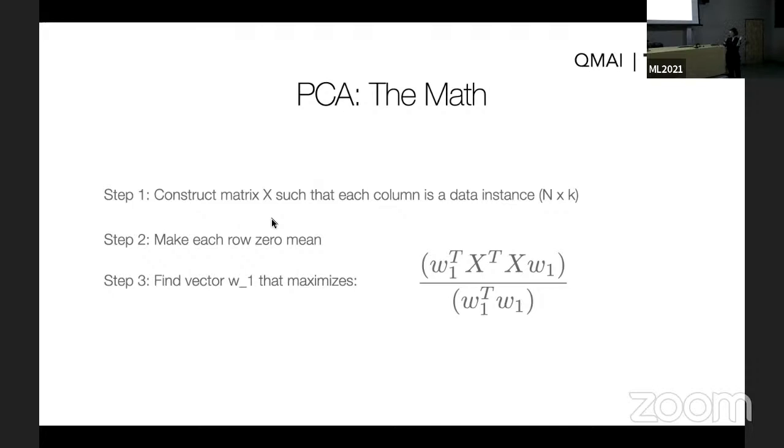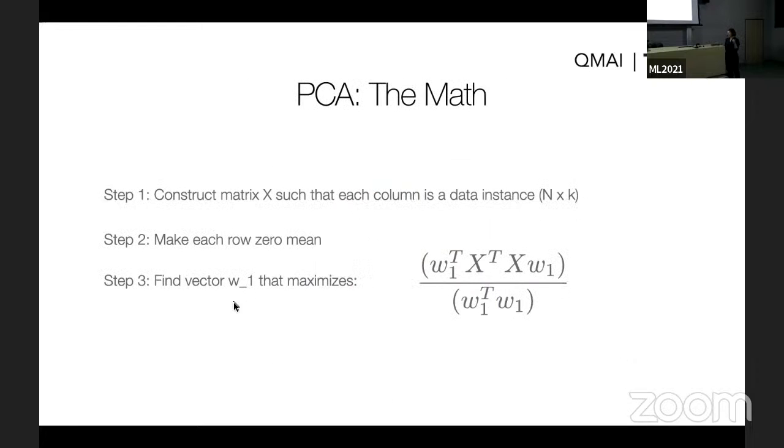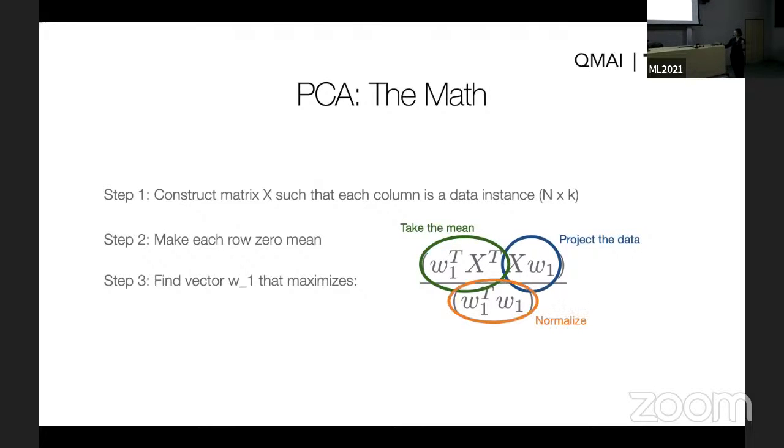column-wise and you have a matrix. Then you make each row have zero mean. That's just so your coordinate system would be centered at zero. And then you find a vector W1 that minimizes this expression. So what is this? First, you project the data on your W1, then you take a mean, and then you normalize. The W1 is then your first principal component.